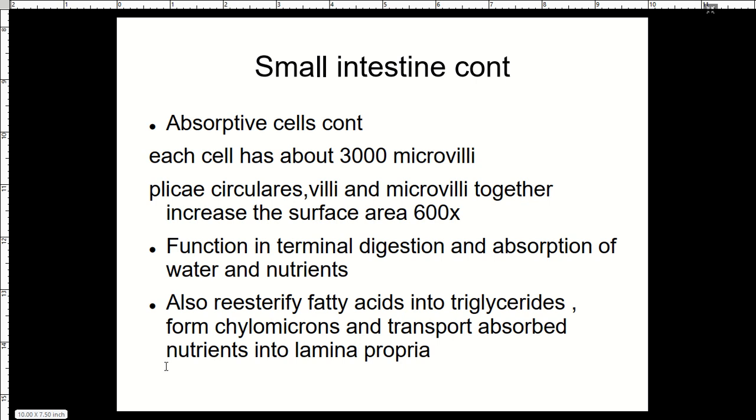The small intestines have a total surface area of 200 meters squared, which is similar to the area of a tennis court. Right? Good. So the function is the terminal digestion and absorption of water and nutrients, re-esterify fatty acids into triglycerides, form chylomicrons, and transport absorbed nutrients into the lamina propria and enter the blood vessels.